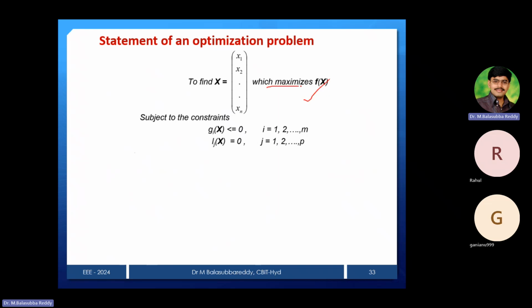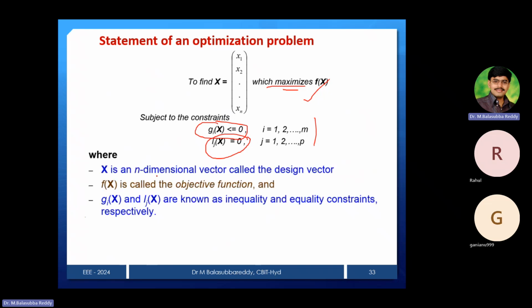There is a minimization function subjected to the constraint. What is the first constraint? I call it an inequality constraint. Second one I call an equality constraint. X is an n-dimensional vector called the design vector. F of x is called the objective function. And as I showed you, g of x is an inequality and h of x is an equality. Whenever it is equal to 0, then I can say it is an equality constraint.